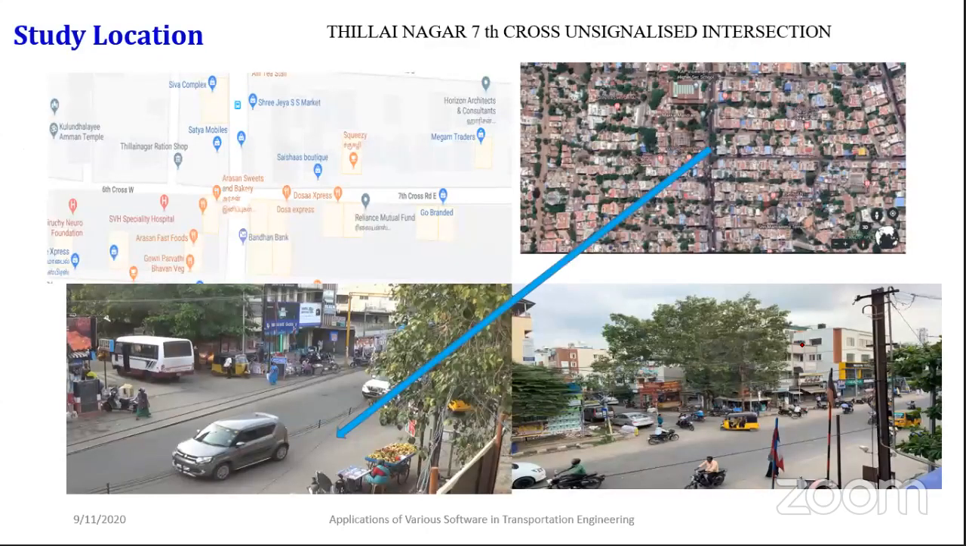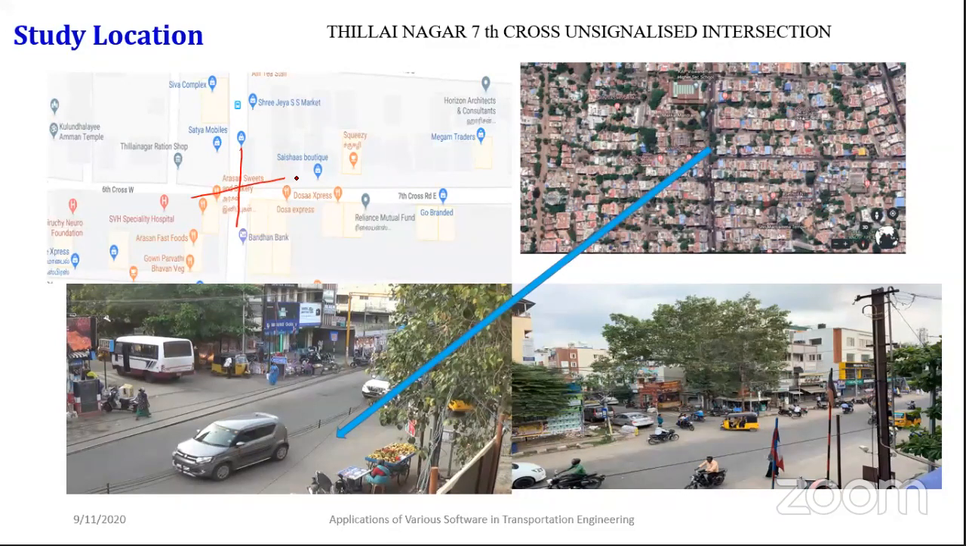Okay. So for our study purpose, we have selected 6 study locations. Particularly, we are focusing on uncontrolled intersections. So this is an uncontrolled intersection. There is no signal at these particular locations.